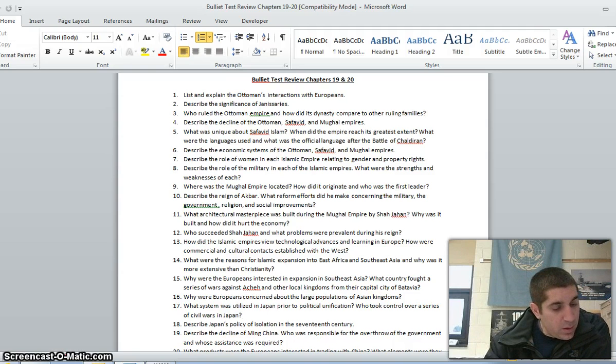Number 11, what architectural masterpiece was built during the Mughal Empire by Shah Jahan? Why was it built, and how did it hurt the economy? It's the Taj Mahal. It was built as a tomb for his wife, and it crushed the economy because he took a massive amount of money from his empire in order to build this tomb for his wife. Question number 12, who succeeded Shah Jahan and what problems were prevalent during his reign?